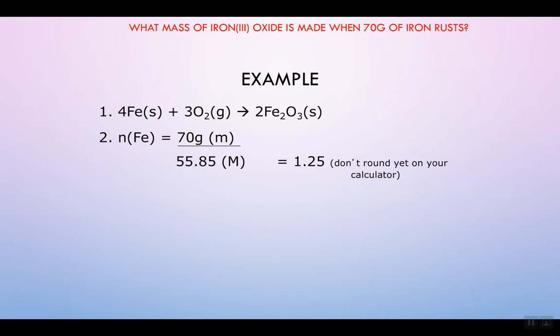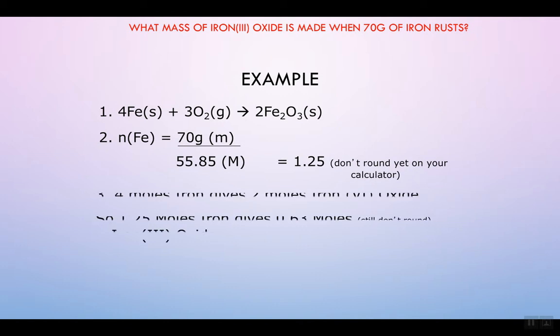Step 2, I'm going to use that 70 grams of iron, I'm going to divide it by the molar mass of iron, just one of them. Doesn't matter that my equation says 4. The molar mass of iron from the periodic table, 55.85 grams per mole. And that gives me 1.25 moles. It's got some more decimal points. I'm just going to leave that on my calculator. I'm not going to round it yet.